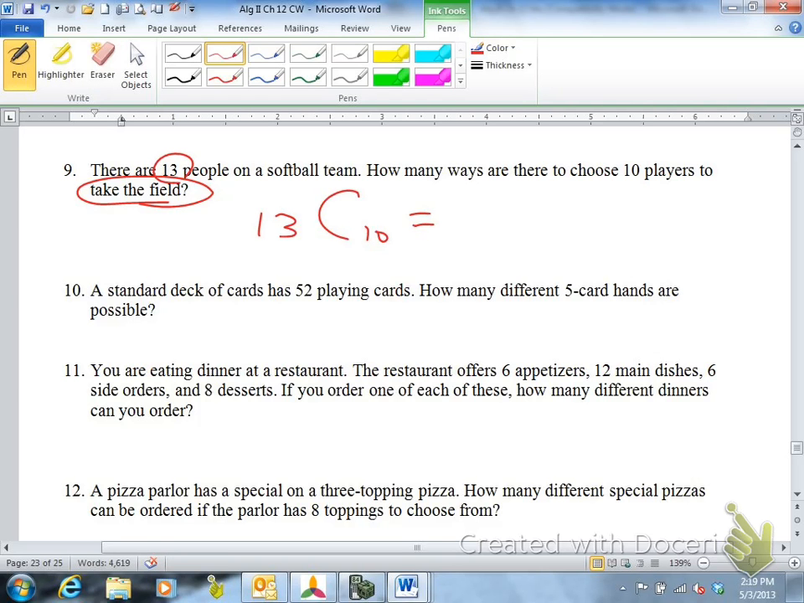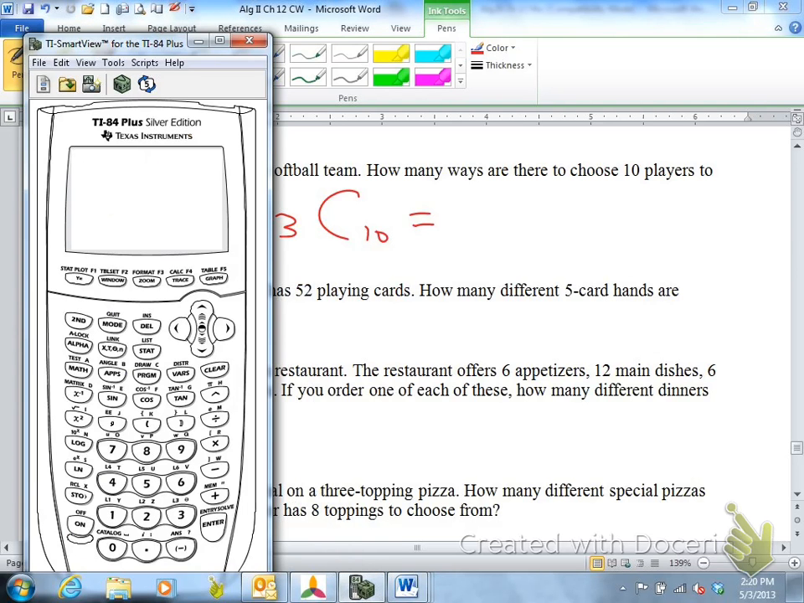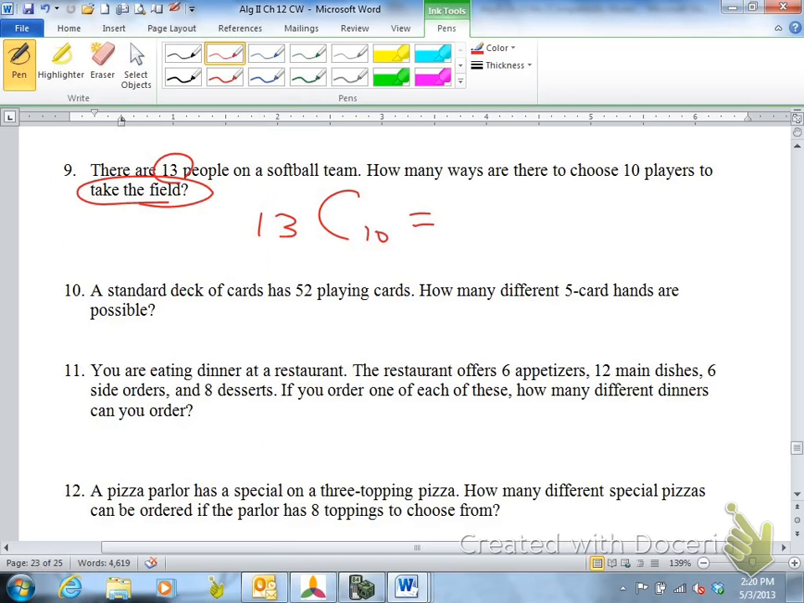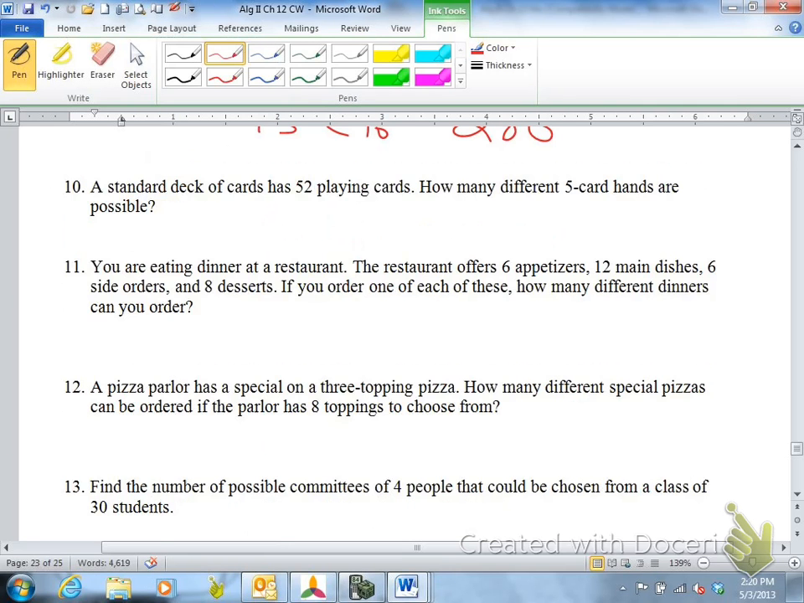Just to save time, I'm not going to type all the answers in the calculator. Just to remind you, you should know this because you've used it a lot. In this case, it would be 13, math, over to PRB, over, number 3, and then 10. Oh, nice. 286. And then Jess will tell us the other answers.